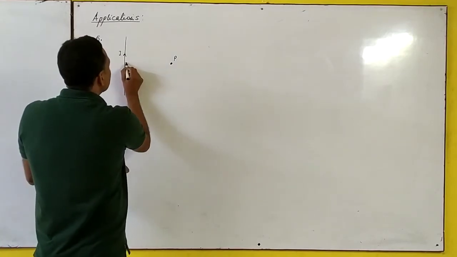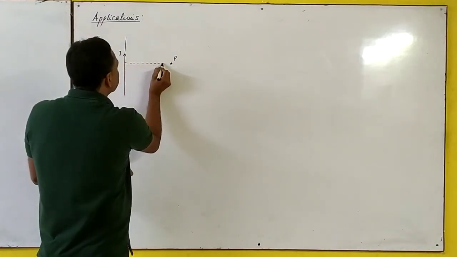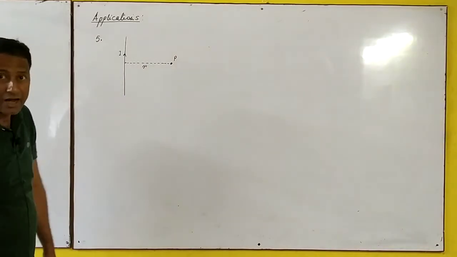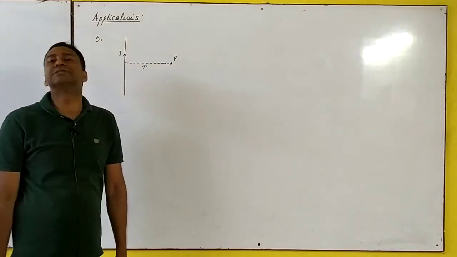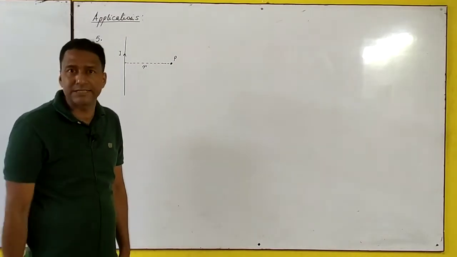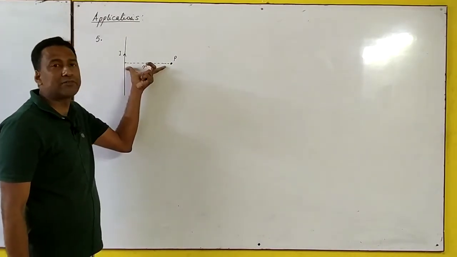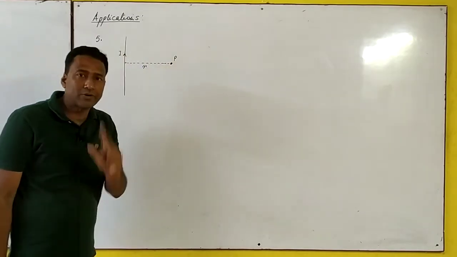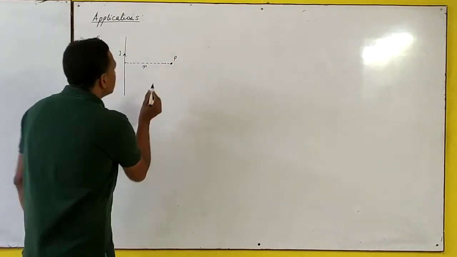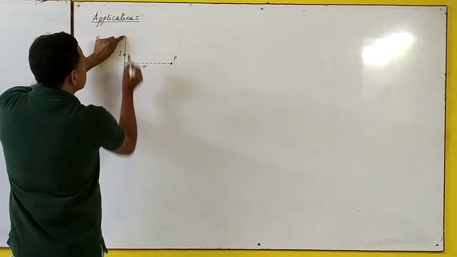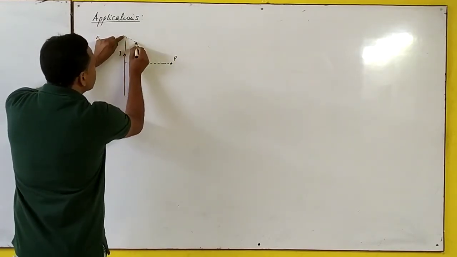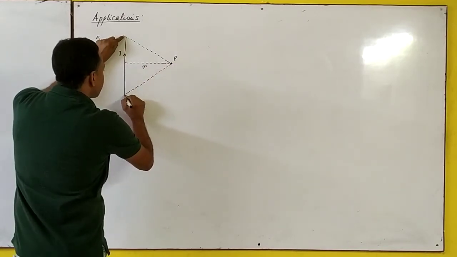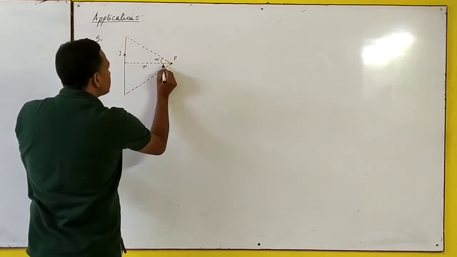First of all, let me take the distance of the point from the straight conductor as R. When I say distance, it is always the perpendicular distance, the shortest distance. It means you draw a perpendicular from point P on the straight conductor. Now join the ends of the conductor with point P. Suppose this angle is alpha and this angle is beta.